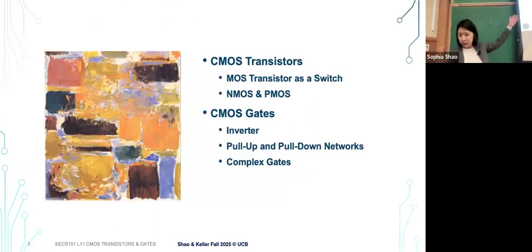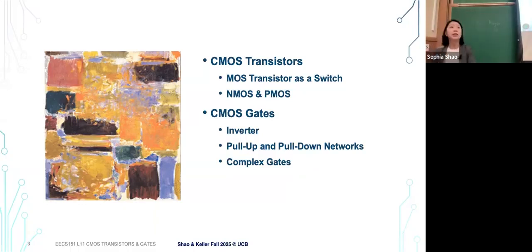So in particular, think about things we'd like to cover. We'll start from the transistor. We'll talk about the switch model when we think about MOS transistors, and what we mean by having both NMOS and PMOS, and how they are related and different from each other. And after that, we'll go to how we actually use different transistors to build gates.